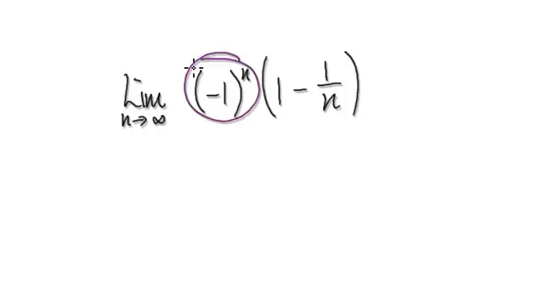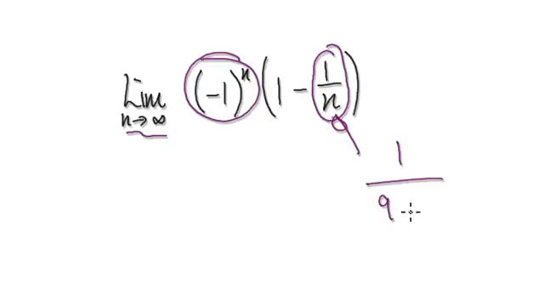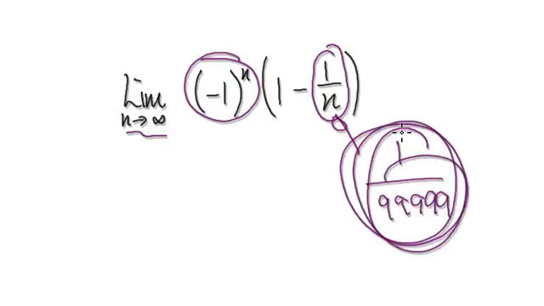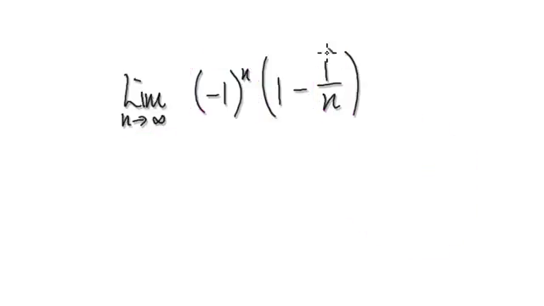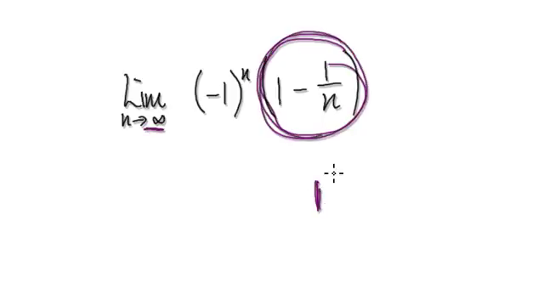Okay, so looking at this, you can see that that's going to oscillate. As n tends to infinity, this thing here is going to be 1 over a very, very big number, so it's going to head towards 0. So if you look at this thing here, 1 take away 0 is going to be 1. So as n tends to infinity, this bubble here is going to be the number 1.